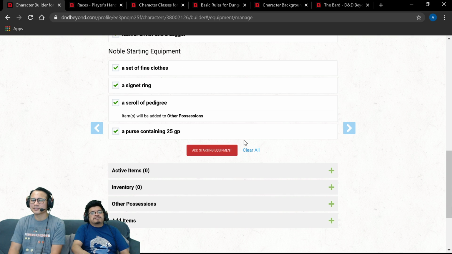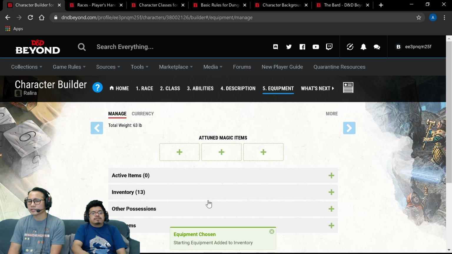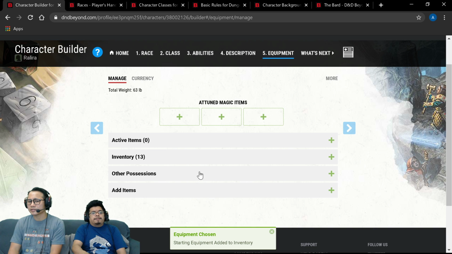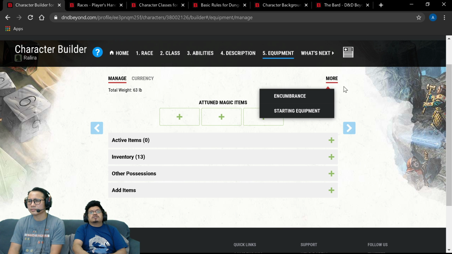So we're gonna add all our starting equipment, and we added it, and we're gonna go to the next page. Wait, no, we're not. We're going to encumbrance, under more.